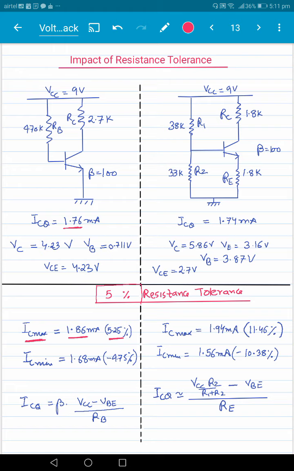Or the collector current can go as low as 1.68 milliamperes here, or about minus 4.75%, can decrease from its typical or nominal value. So, let us look at circuit number 2. In circuit number 2, the collector current can go as high as 1.94, which is 11.46% high, and can go as low as 1.56, which is minus 10.38%. So, what do we find?